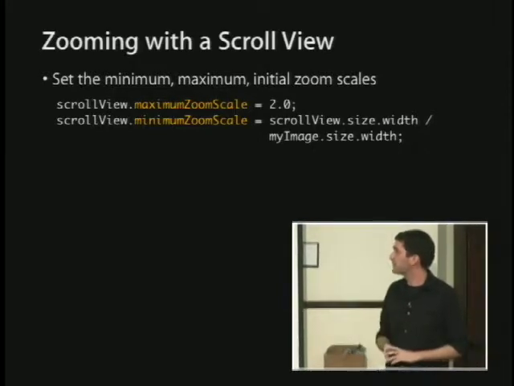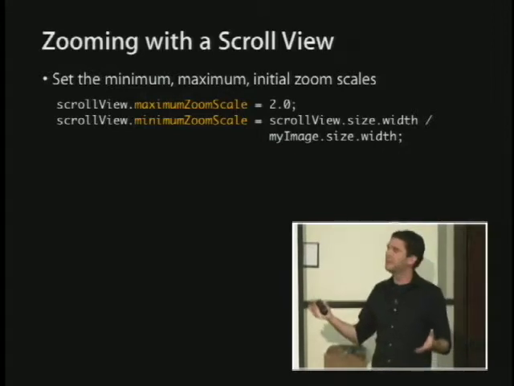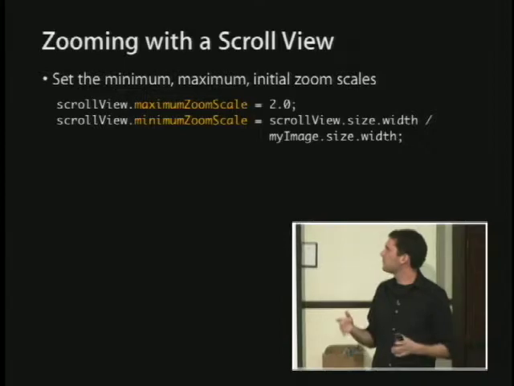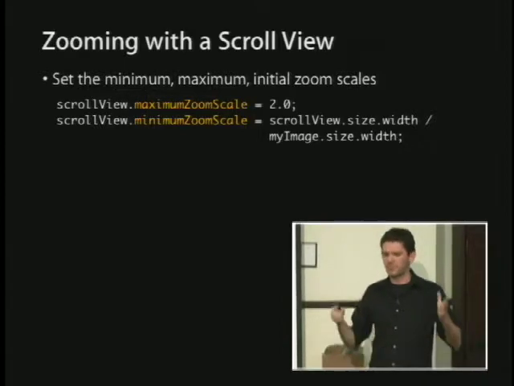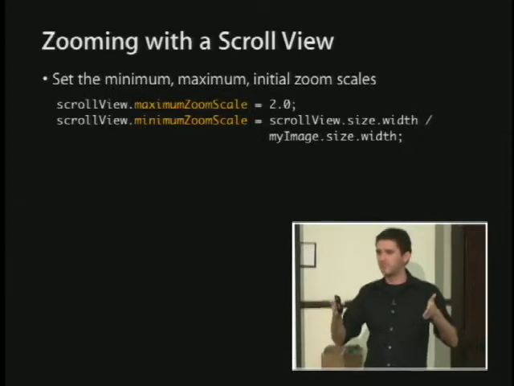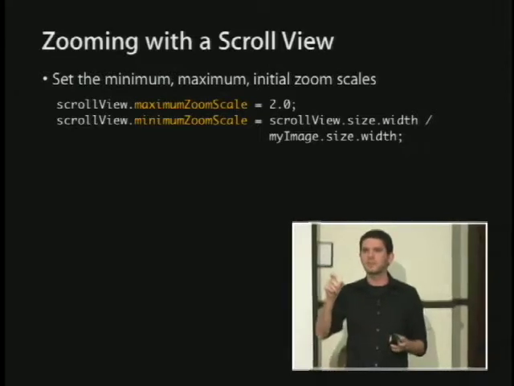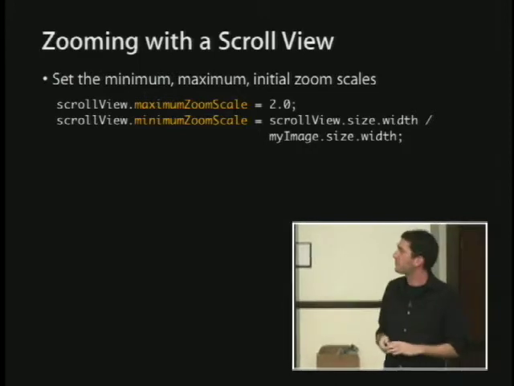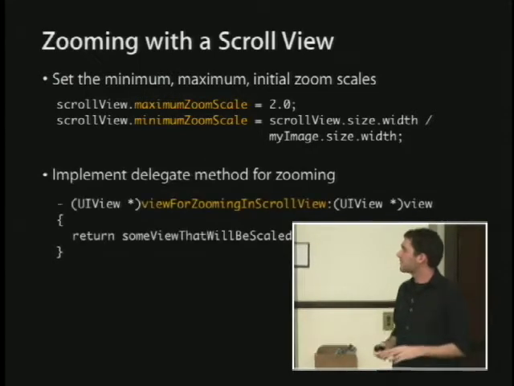And we'll set the minimum zoom scale to the scroll view's width divided by the image view's width. So the scroll view's bounds width, or frame width, sorry. So basically, that fraction is the fraction that you would need to perfectly fit your content horizontally within the scroll view. So we can zoom down such that the content fits exactly horizontally in the scroll view. Maybe it still needs to scroll vertically.